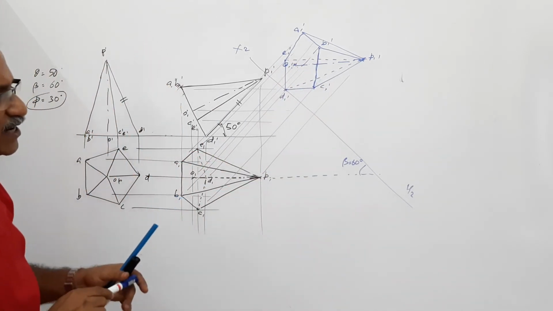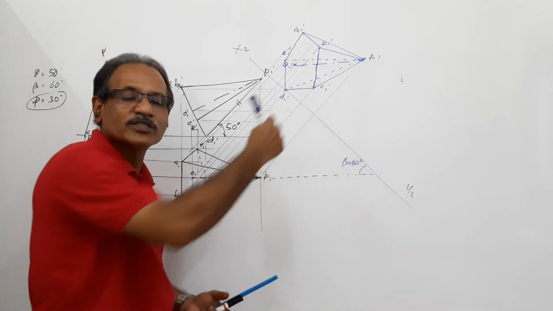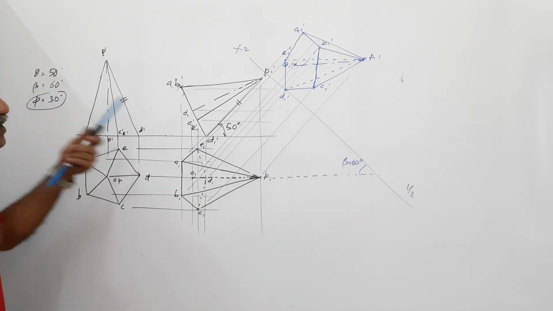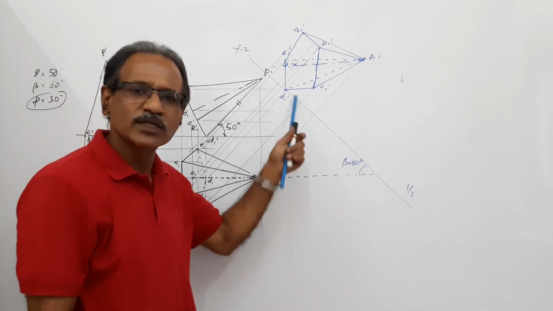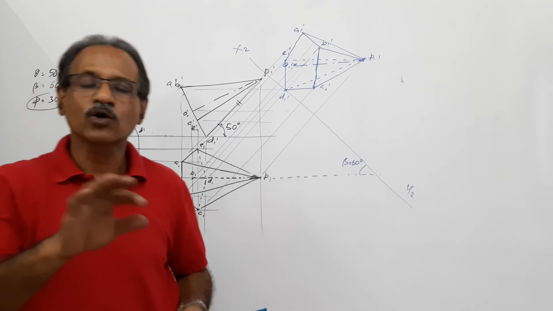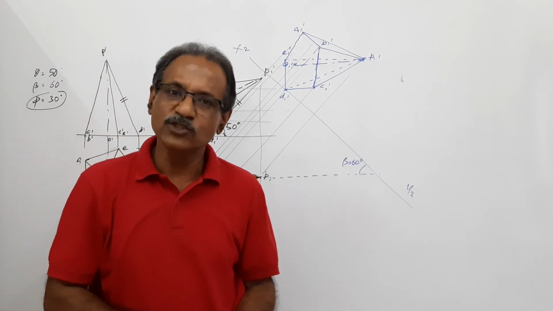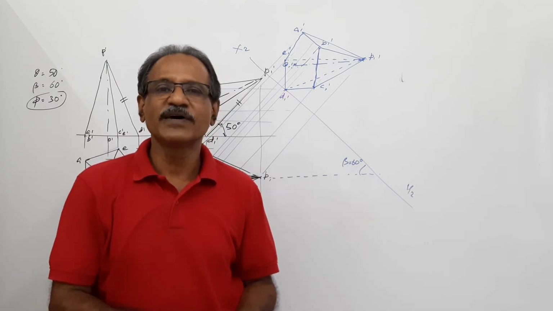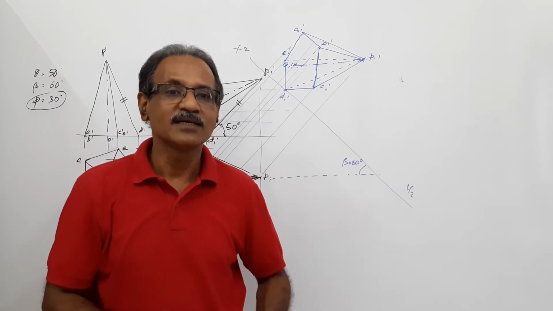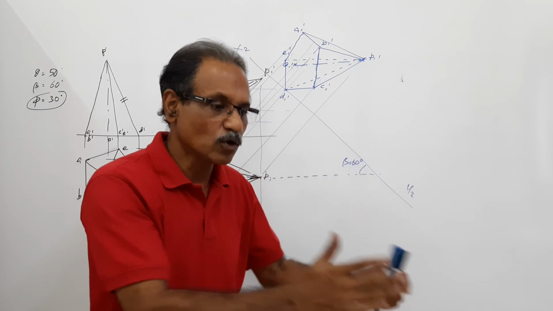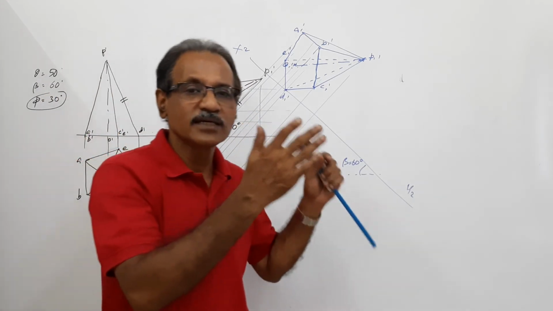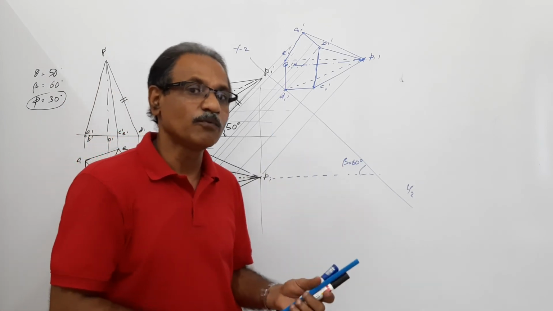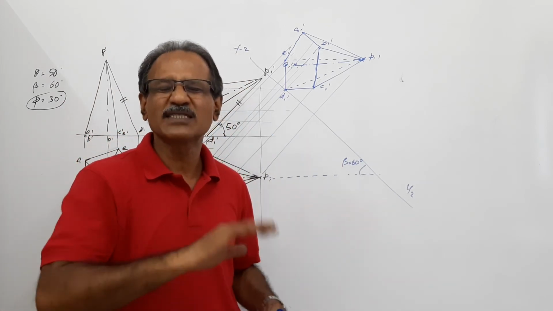So in this method, you are actually mixing up the redrawing method and the auxiliary projection method. Beta is directly taken. If phi is given, find beta and do the same thing. This is a combined method. I do not advise you to go for this method because there are instances where the questions are asked either using the auxiliary projection method or using the redrawing method. You have to stick to one method, that will be safer for you. Otherwise, sometimes you will mix up.